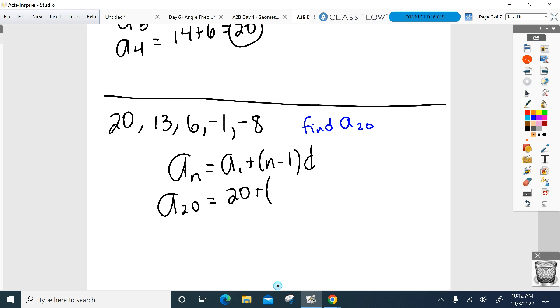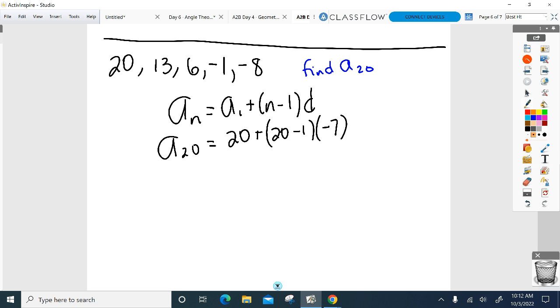20, the term you're trying to find. Remember, they're related. -1, and what's my d value here? Times -7. I notice people last period class forgetting the plus sign. It drives me nuts. It's staring you right on a formula sheet. Use it. It's staring you right in the face. Now, calculate your numbers, and there's the 20th term.